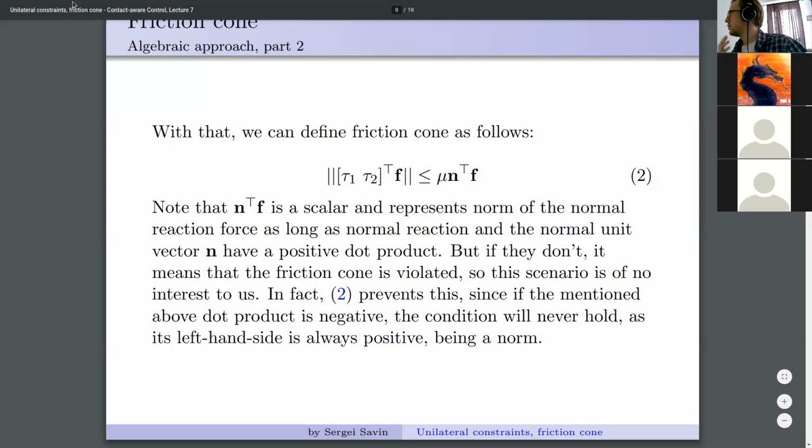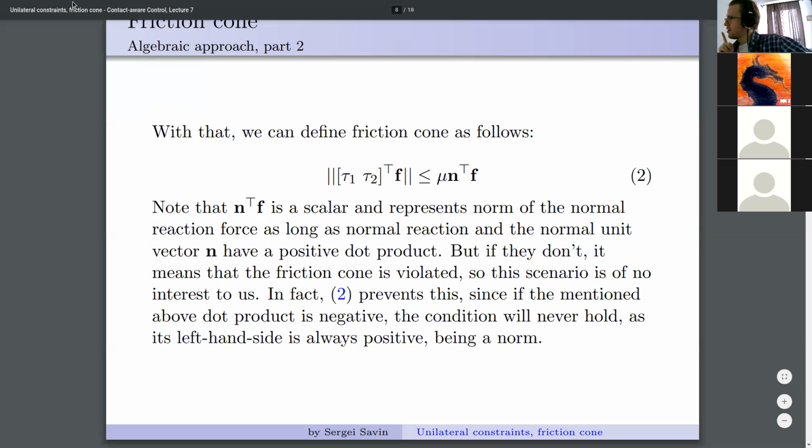Why did we have this, N times open brackets N transpose F? Well, N transpose F gave us coordinates in this new basis. Multiplying it by N again on the left gave us a representation not in terms of those coordinates, but in terms of the original three-dimensional space. N transpose F is a one-dimensional coordinate. Multiplying by N again gives us a three-dimensional vector. That's what we use in comparison.